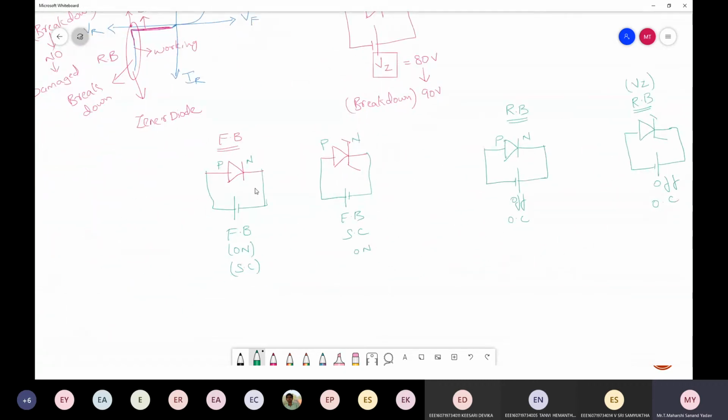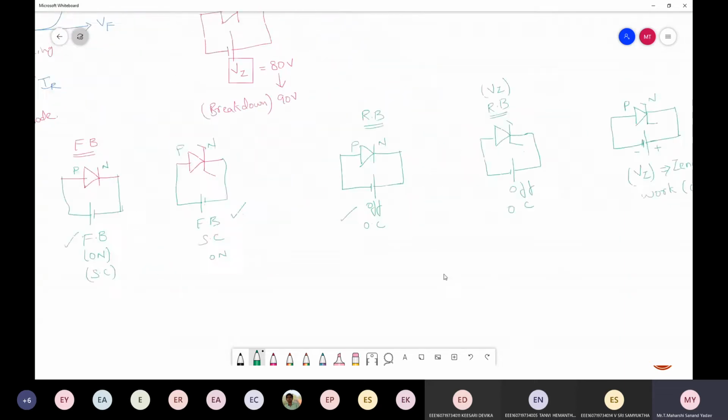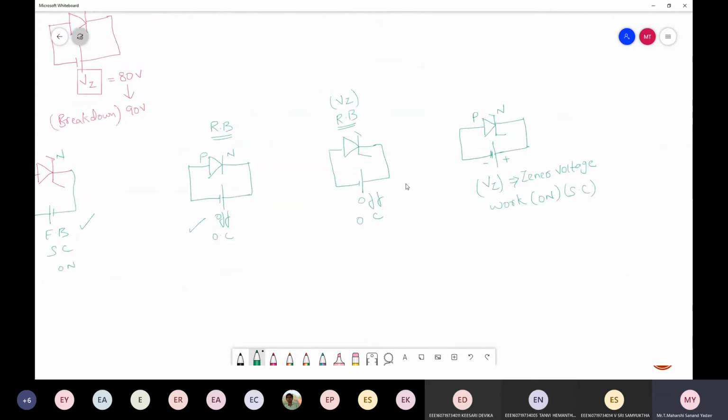Under forward bias characteristics, P to P and N to N is nothing but forward bias and on. And if you go to reverse bias, it is off. The same condition is applicable for the Zener diode in forward bias and reverse bias till VZ. Once it exceeds that VZ, it will switch on. Clear with this? These two are important cases.